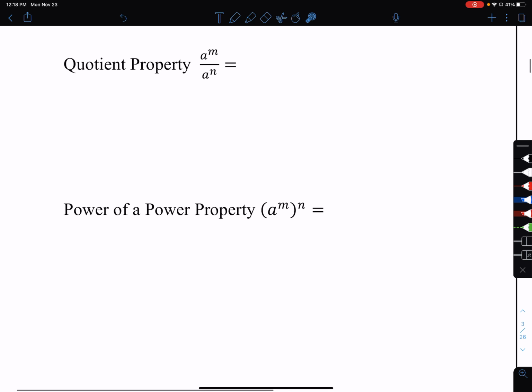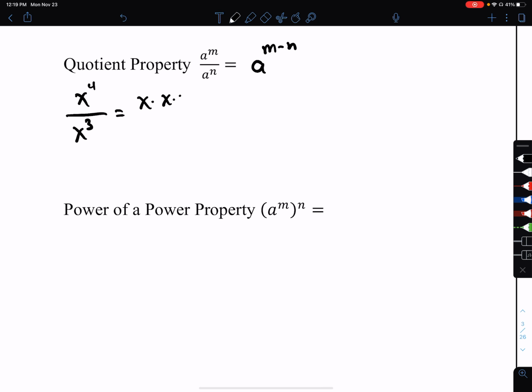Quotient property. If you're dividing two things that have the same base, you can write the base one time and you can subtract the exponents, top minus the bottom. A little explanation, let's say we have x to the fourth over x cubed. X to the fourth is x times itself 4 times. X cubed is x times itself 3 times. Anything divided by itself gives you 1. So all 3 of those x's are canceled on the top and the bottom. We're left with x to the first, which is the same thing as saying 4 minus 3, which is 1.